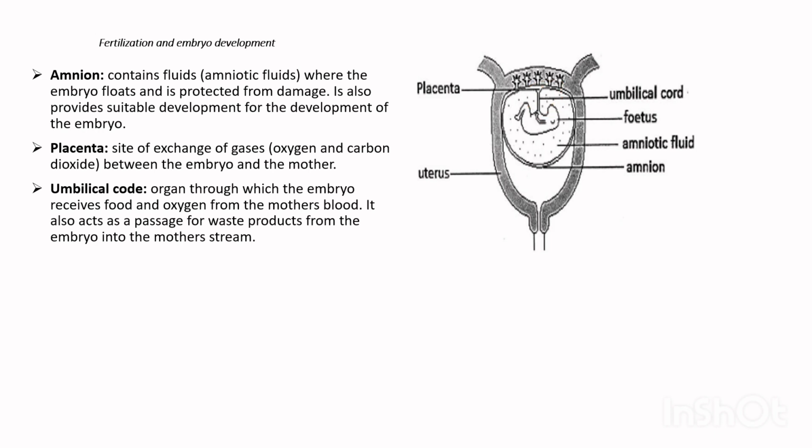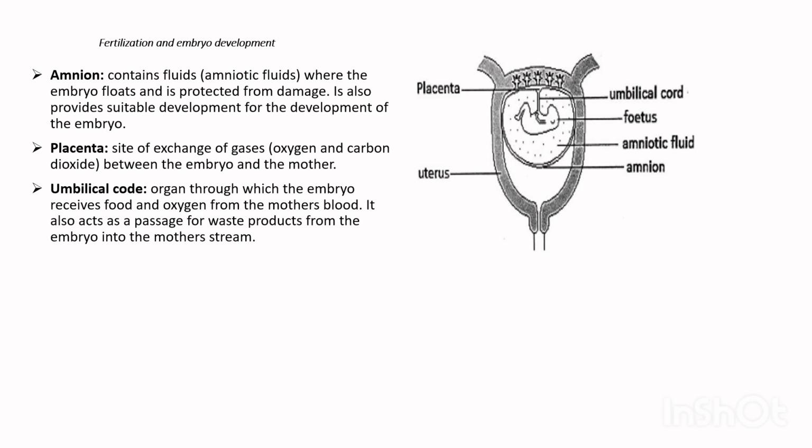The function of the umbilical cord, we are saying that it receives food from the mother's bloodstream to the fetus. At the same time, waste products from the fetus will also pass through the umbilical cord and enter the mother's bloodstream. So we just need to know the function of the umbilical cord. It is just an organ that receives food from the mother and removes waste products from the fetus.